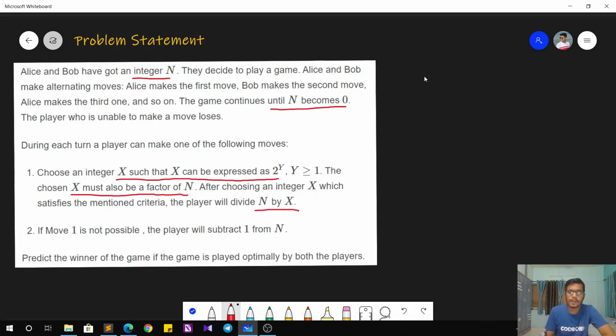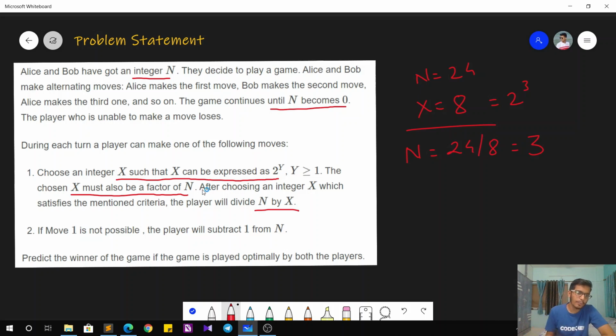So for example, if the number n was 24 and some player, let's say Alice or Bob, decides to choose the number x as 8, because it is a power of 2, as you can clearly see, and also x is a factor of n. So at the end of this move, he can change n to 24 divided by 8, that is 3. So this is one possible move.